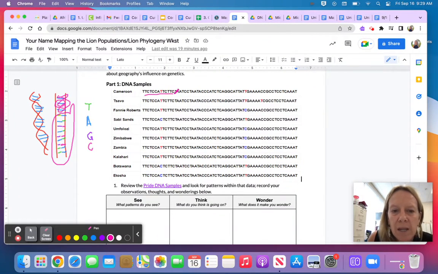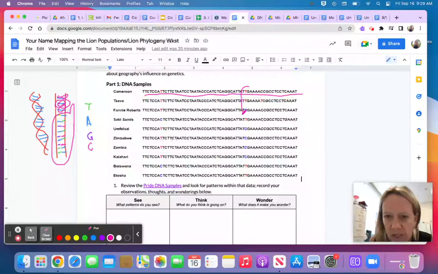So what you're looking at here is a sample from a lion in Cameroon, and you have a few that are altered in color because those are the ones that are different. So if you look at the first 7 bases in all of these DNA sequences, they're TTC, TCCA, and then there's a T in some of them, a C in some of them, a T in some of them, a C in some of them, and then over here there's another difference. So the differences are highlighted, right?